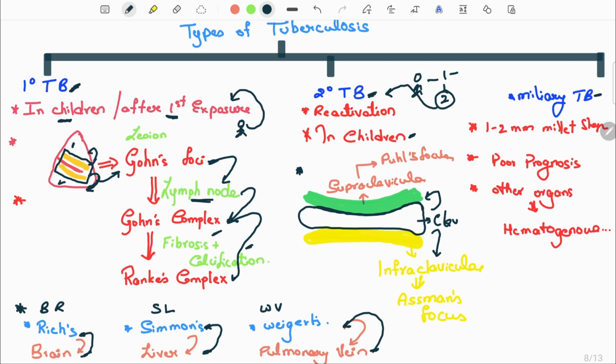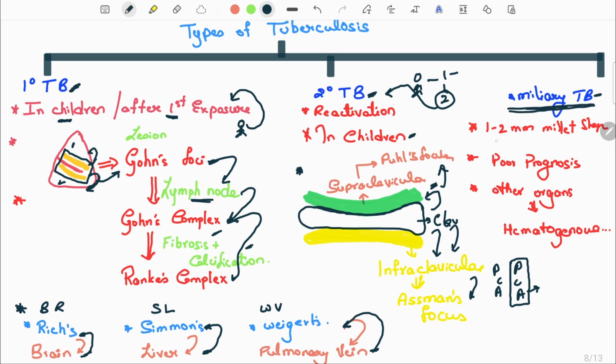If the lesion is above the clavicle, it is called Assmann's focus. If the lesion is below the clavicle, it is called Simon's focus. Above it is P, below it is A. In the middle it is C, PCA. Okay. If it is above, it is called Puhl's complex, and if it's below, it is called Assmann's focus. And the last one is miliary tuberculosis.